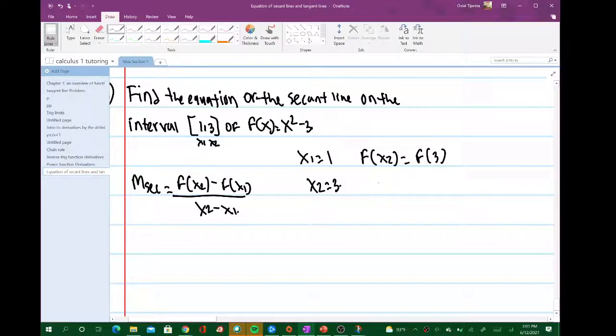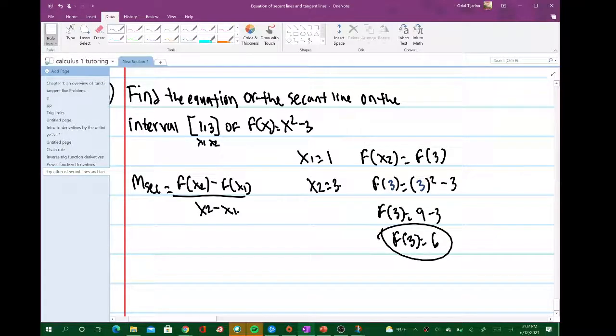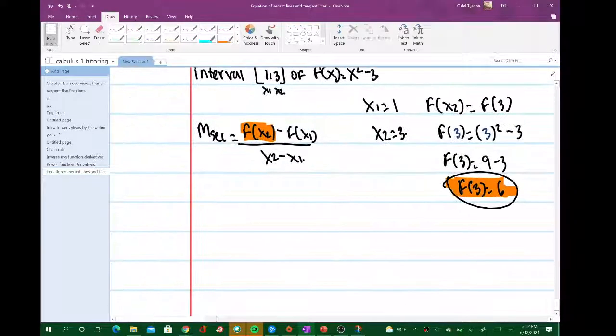So f of 3 is the quantity 3 squared minus 3. Let me color code that. So 3 squared minus 3. So we have f of 3 equals 9 minus 3. f of 3 is equal to 6. So that's what f of 3 is. That's what goes right here.